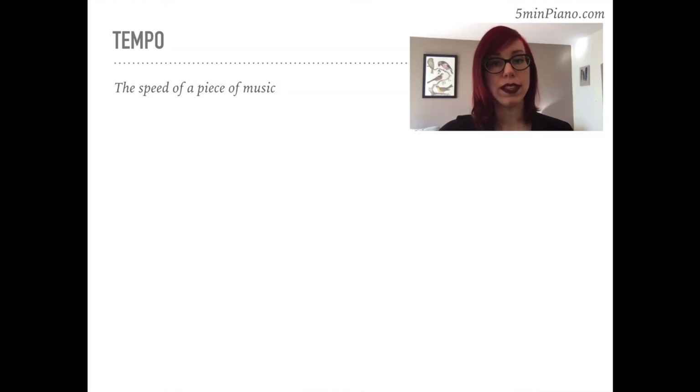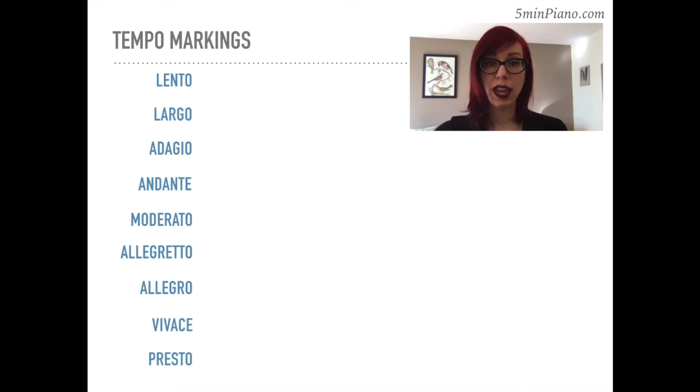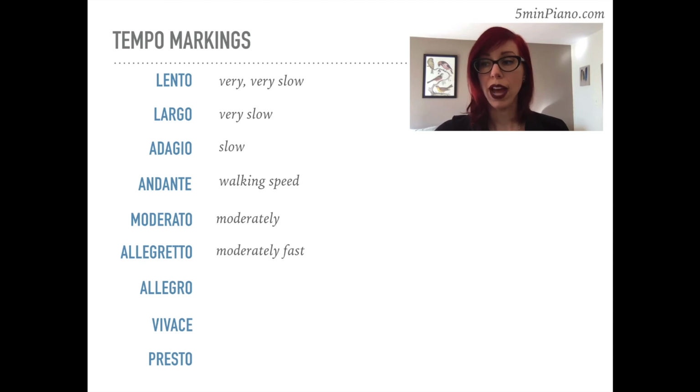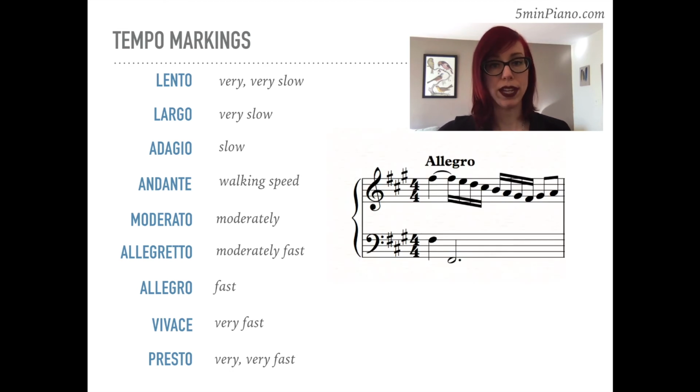Tempo is simply the speed of a piece of music. If a piece is marked lento, it is very, very slow. Moving up in speed, we have largo, adagio, andante, moderato, allegretto, allegro, vivace, presto. The tempo is printed at the beginning of the piece.